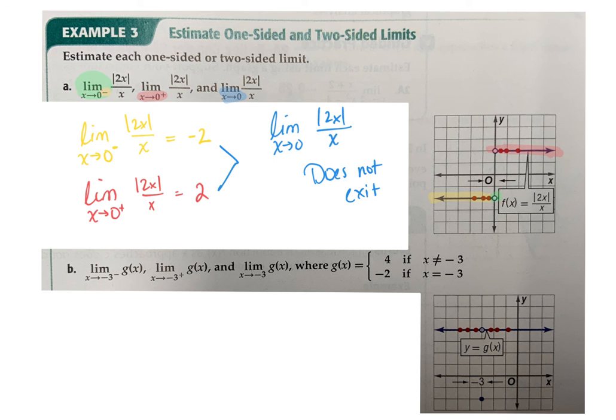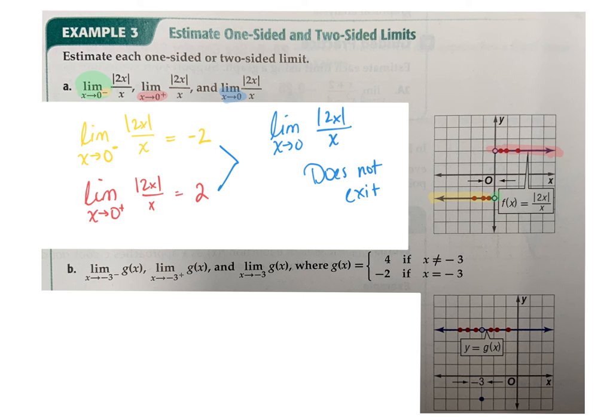I have a left-hand limit, -2. I have a right-hand limit, +2. I do not have an overall limit because those do not equal. So therefore, I don't have an overall limit. If they're both -2, then your overall would be -2, which is the next example here.